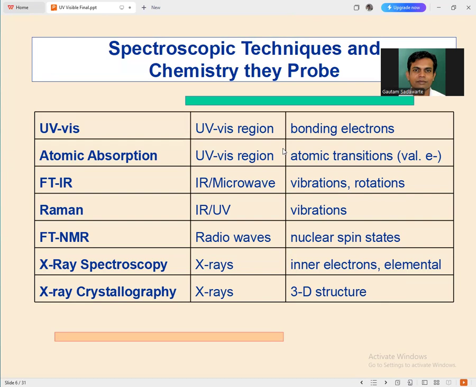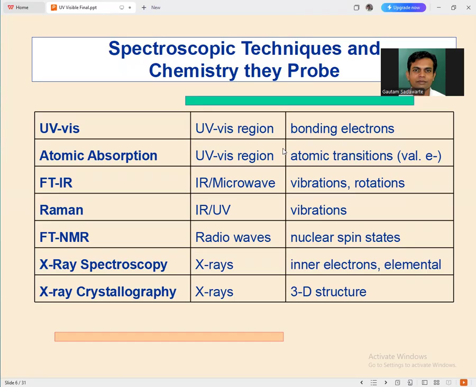Next one is FTIR, Fourier transform infrared spectroscopy. In that case, infrared radiation makes the molecule undergo vibrations as well as rotations. Various types of molecules vibrate, and similarly molecules also undergo rotations. Next one is Raman spectroscopy, which is also used for inorganic analysis. In that case also, the molecule undergoes vibrations.